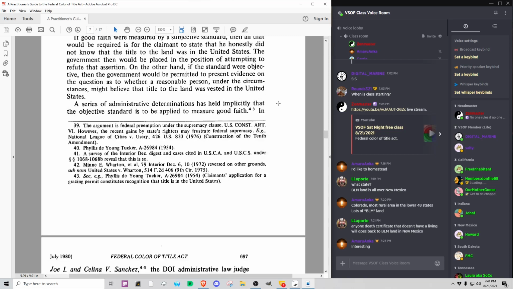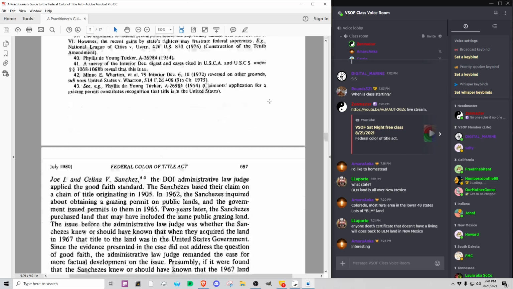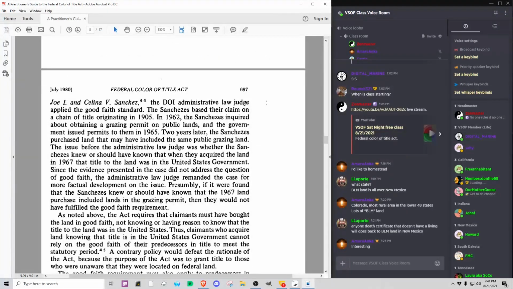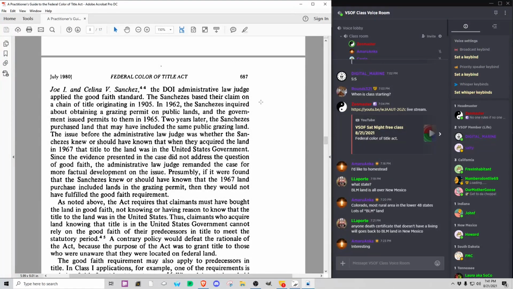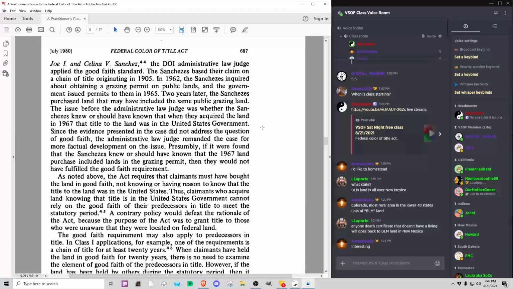Anyway, a series of administrative determinations has held implicitly that the objective standard is to be applied to measure good faith. In Joe Lena versus Sanchez, the DOI administrative law judge applied the good faith standard. Sanchez's based their claim on chain of title originating in 1905. In 1962, Sanchez's inquired about obtaining a grazing permit on public lands, and the government issued permits to them in 1965. Two years later, the Sanchez's purchased the land that may have included the same public grazing land.